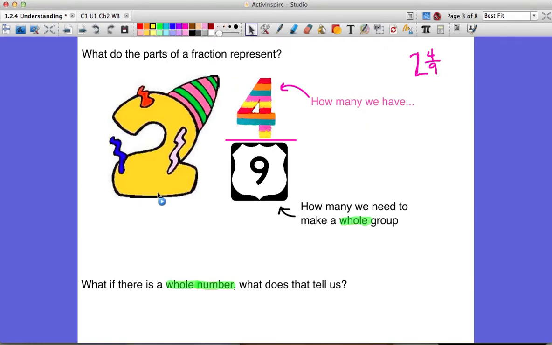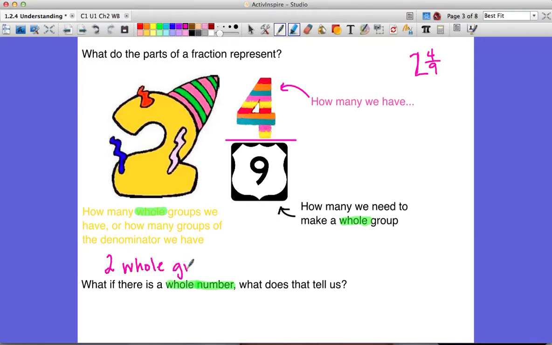What the whole number tells us is how many whole groups we have of the denominator. So this tells me that I have 2 whole groups of 9. It says, okay, you were able to make 2 full groups of 9 each, and then you had 4 left over. So I made 2 full groups, had 4 left over, needed 9 to make a whole group.